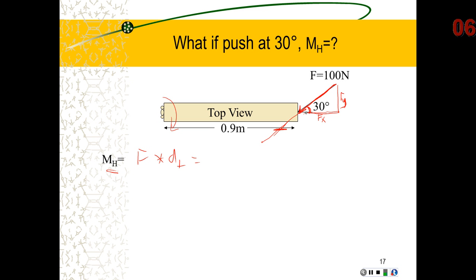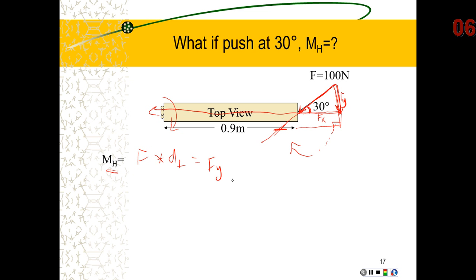Fx travels directly through the hinge. It doesn't cause any rotation. Instead, it would cause a compression on the hinges, but we're interested in rotation. We can see that our Fy will cause a clockwise rotation, and so we want to find the size of this Fy so we can multiply it by, now that it's traveling horizontal to our 0.9 meters, we want to find what the size of Fy is.